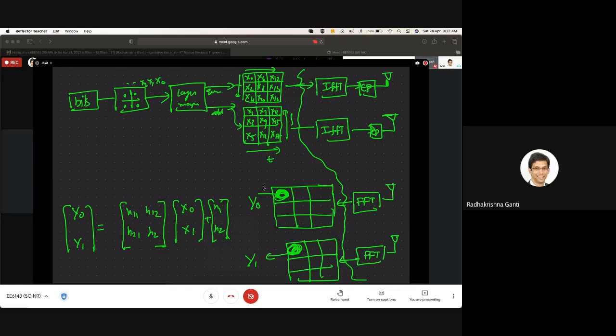So the main crux is that every resource element acts like one MIMO channel. That's what you should remember. That's what we saw. If we have an effective channel that maps one resource element, it acts like a MIMO channel for each resource element. So in each time frequency point, you get a MIMO channel. If you have X number of resource elements, you have X number of MIMO channels.